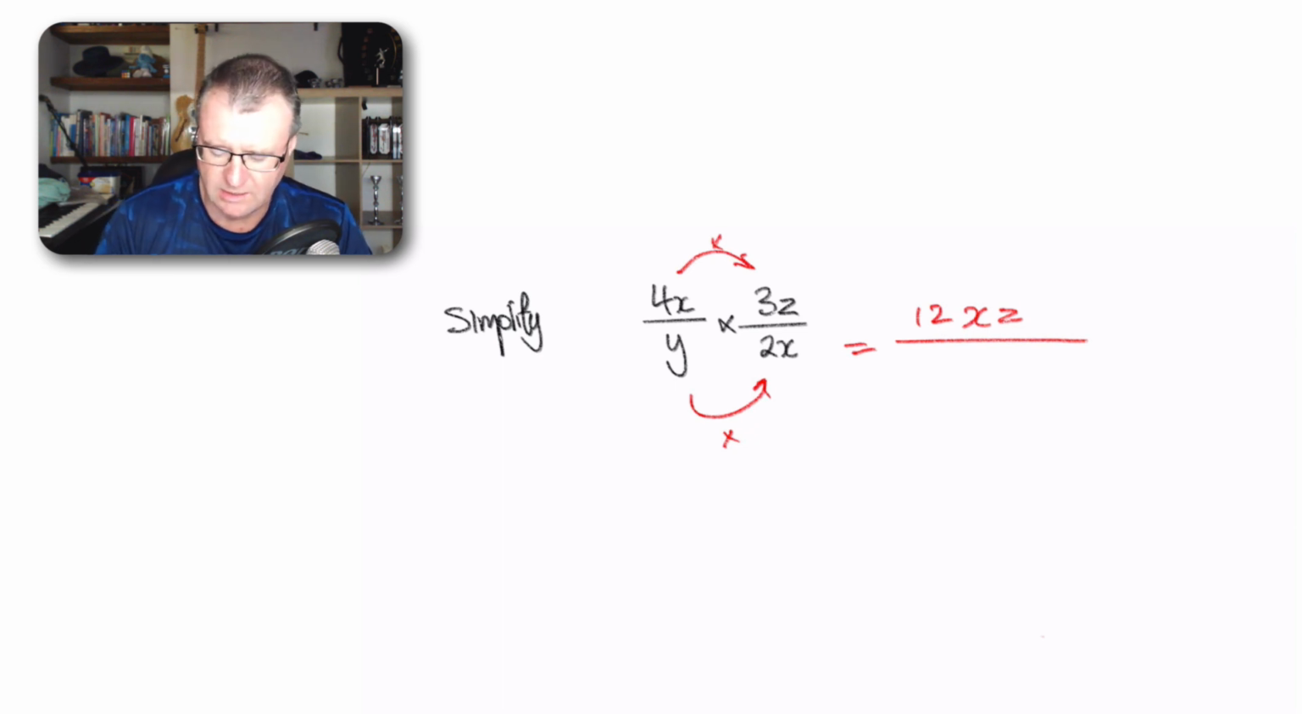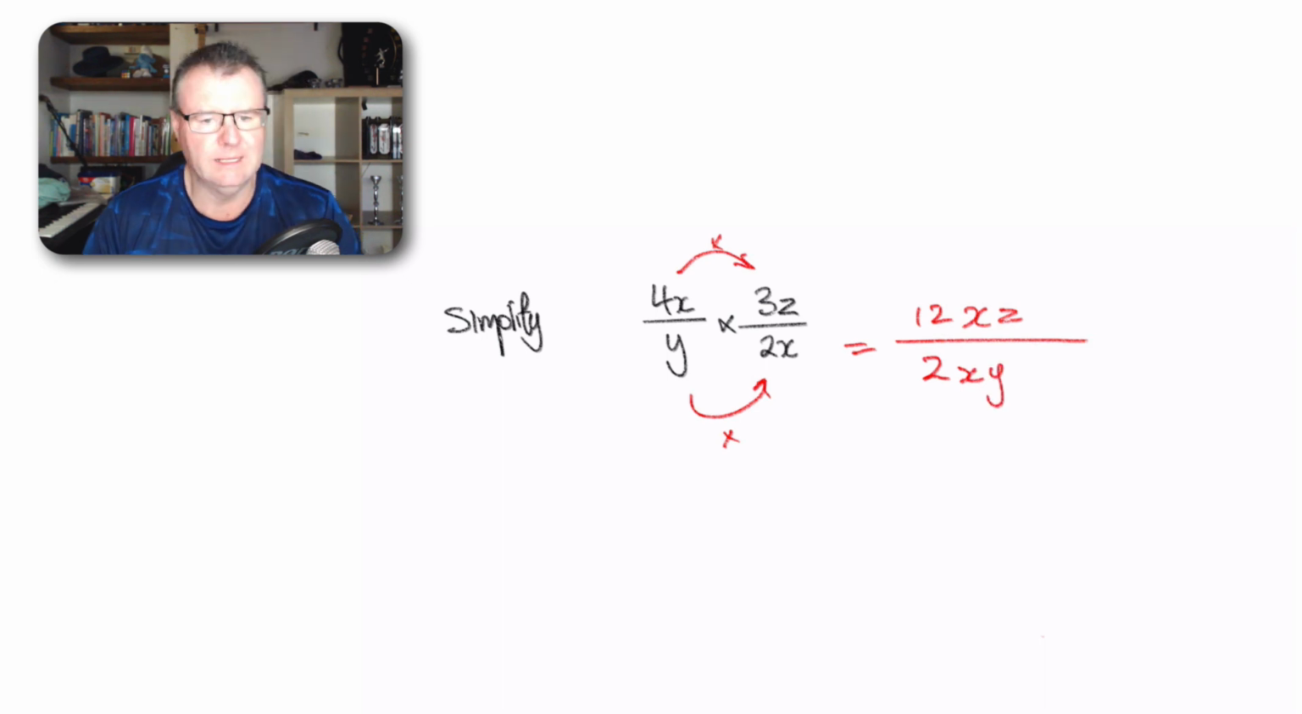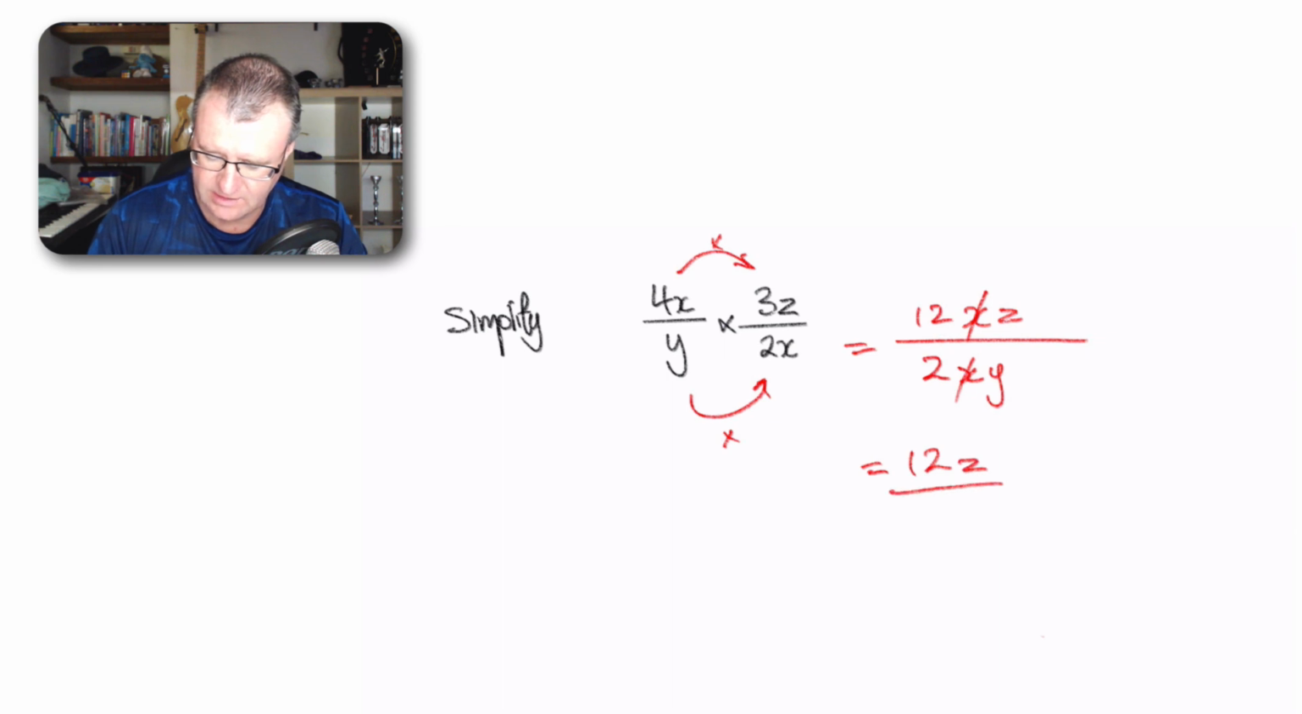Going across the bottom, I've just got 2x times y, so I end up with 2xy. Now, is there anything in the pronumerals that I can cancel on the top and the bottom? There is. There's an x on the top and bottom. So basically what I end up with, after I cancel them out, is 12z over 2y. Now, is there any number that is a common factor to both 12 and 2? 2 fits into 12 and it fits into 2, and it's the highest common factor. So I'm basically going to divide the top and the bottom by 2.